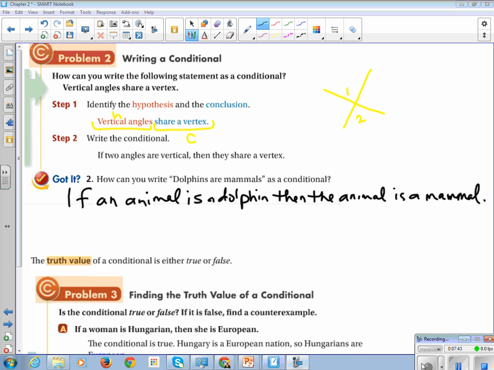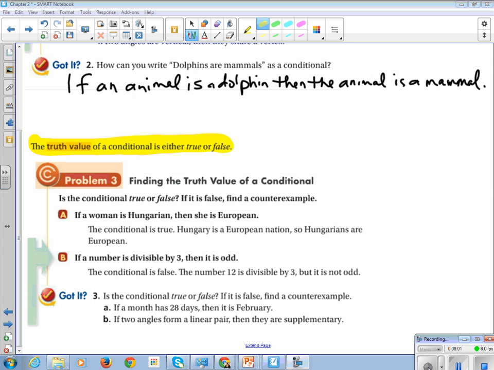All right, so please write this definition on your paper. The truth value of a conditional statement is either true or false. So when we talk about truth values, there are only 2 options. The truth value can either be true or it can be false. Let's read through problem number 3 together. Finding the truth value of a conditional. Is the conditional true or false? If it is false, find a counterexample.